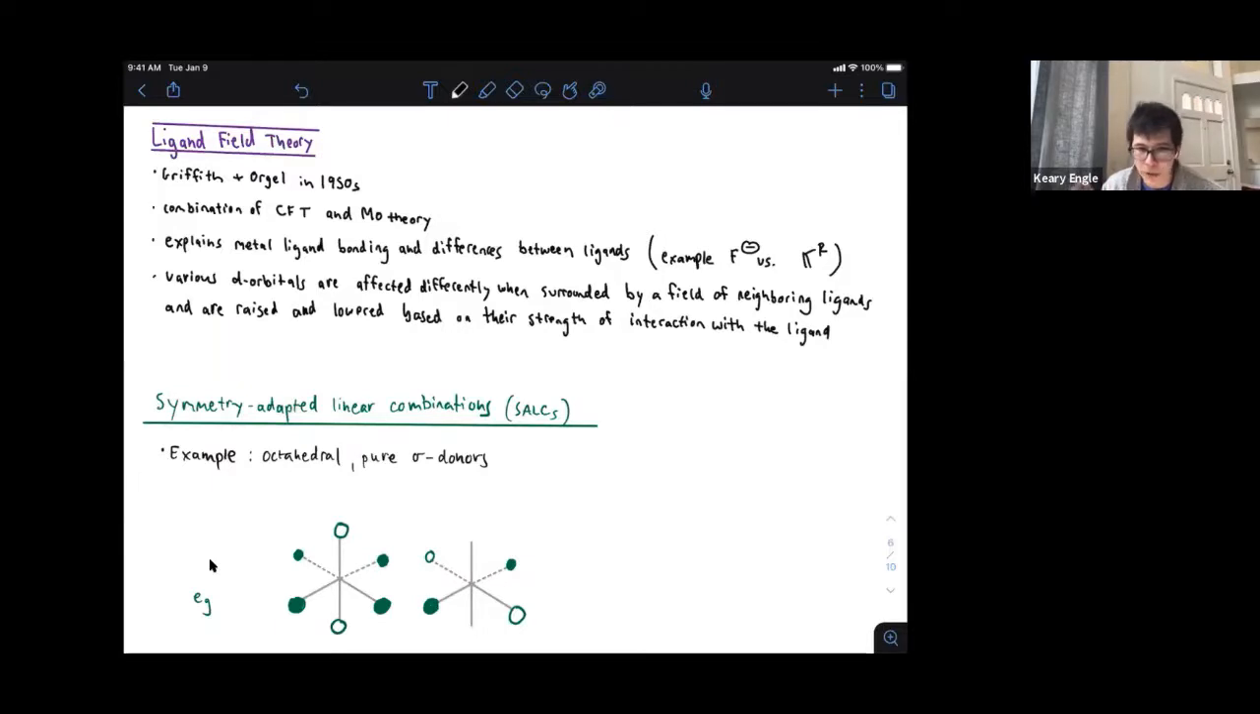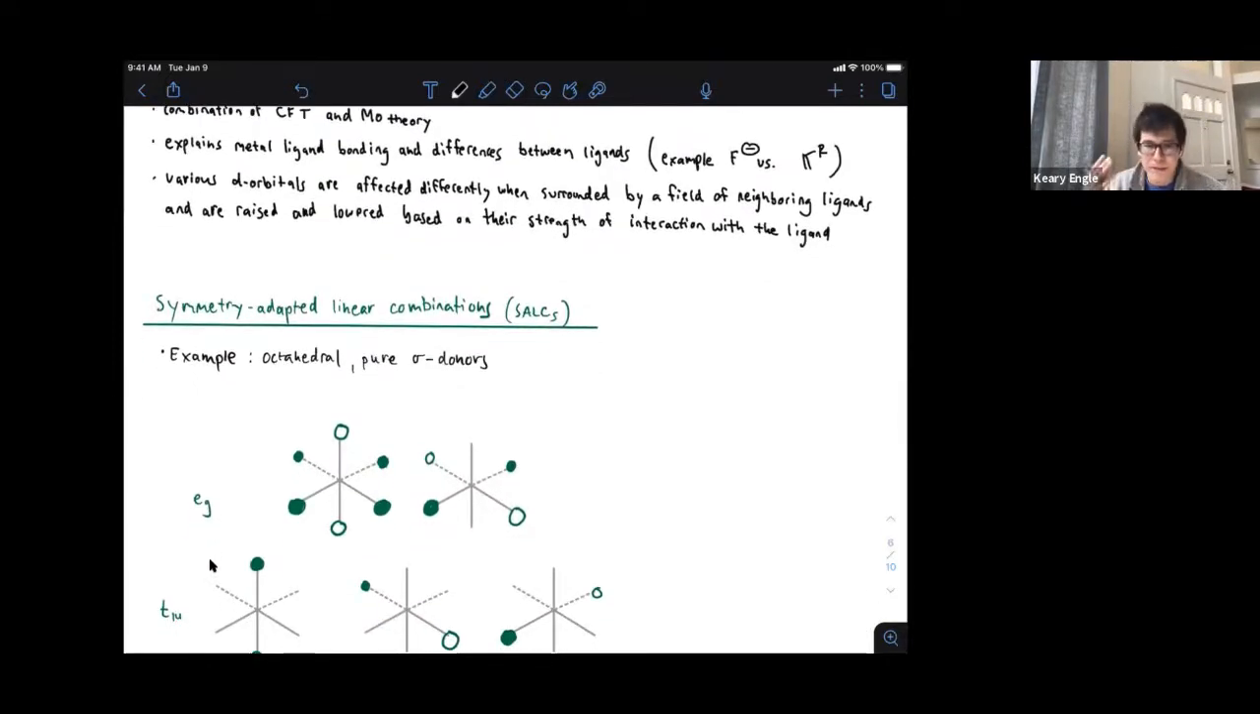But I think it's important to understand that there is more complexity and to also prime your mind to start thinking about how bonding in the transition metal series fits into this MO picture of organic molecules that you learn in undergraduate. And so ligand field theory is essentially the superposition of MO theory and crystal field theory. And it was developed in the 1950s after crystal field theory by Griffith and Leslie Orgel.